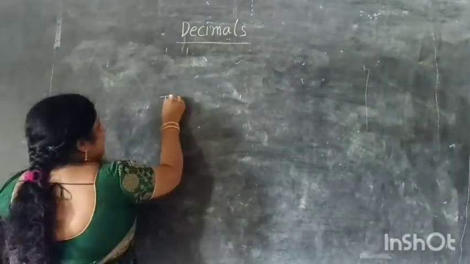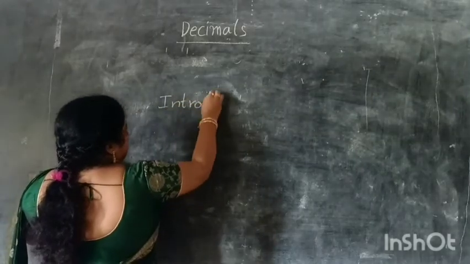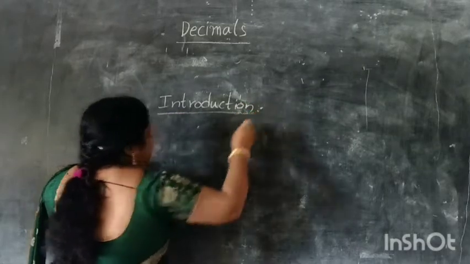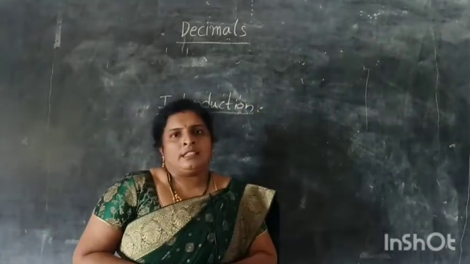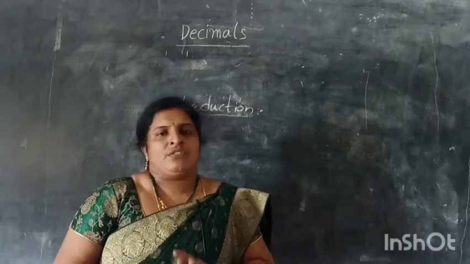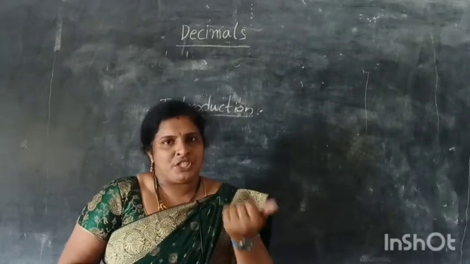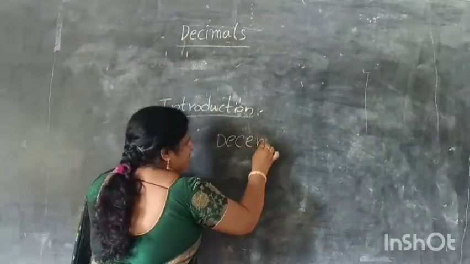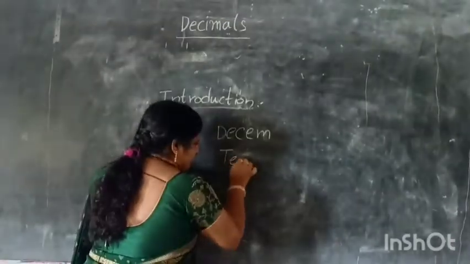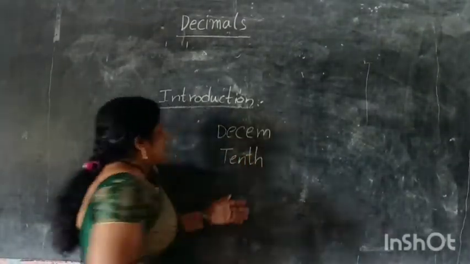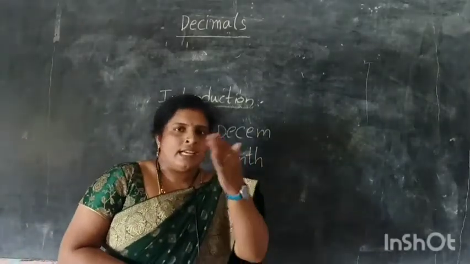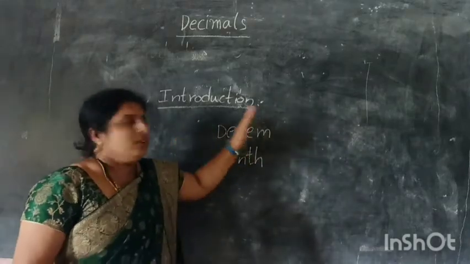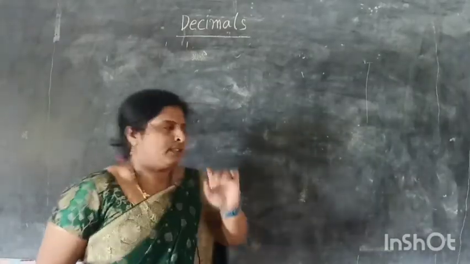Okay children, now, the introduction of decimals. The word decimal originates from the Latin word decim, which means tenth. This is the introduction of decimal. Decimal means tenth.